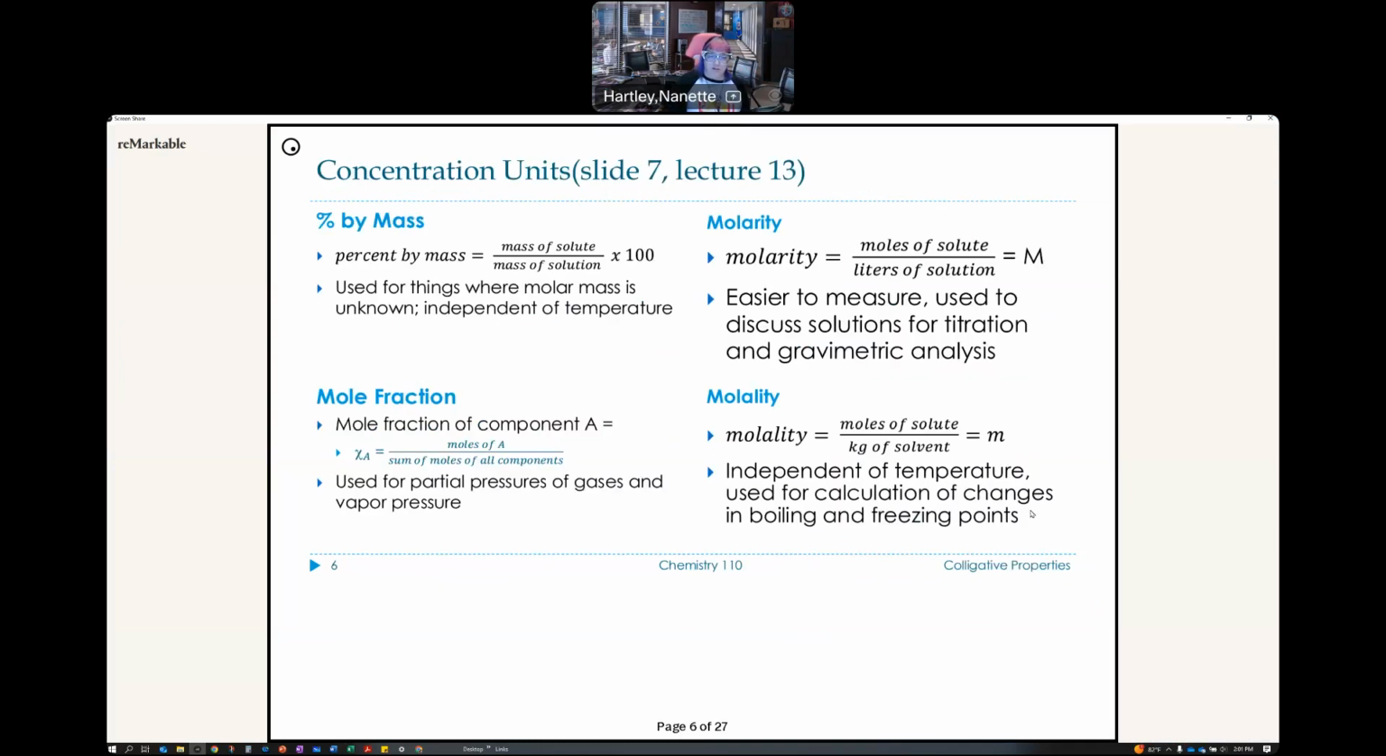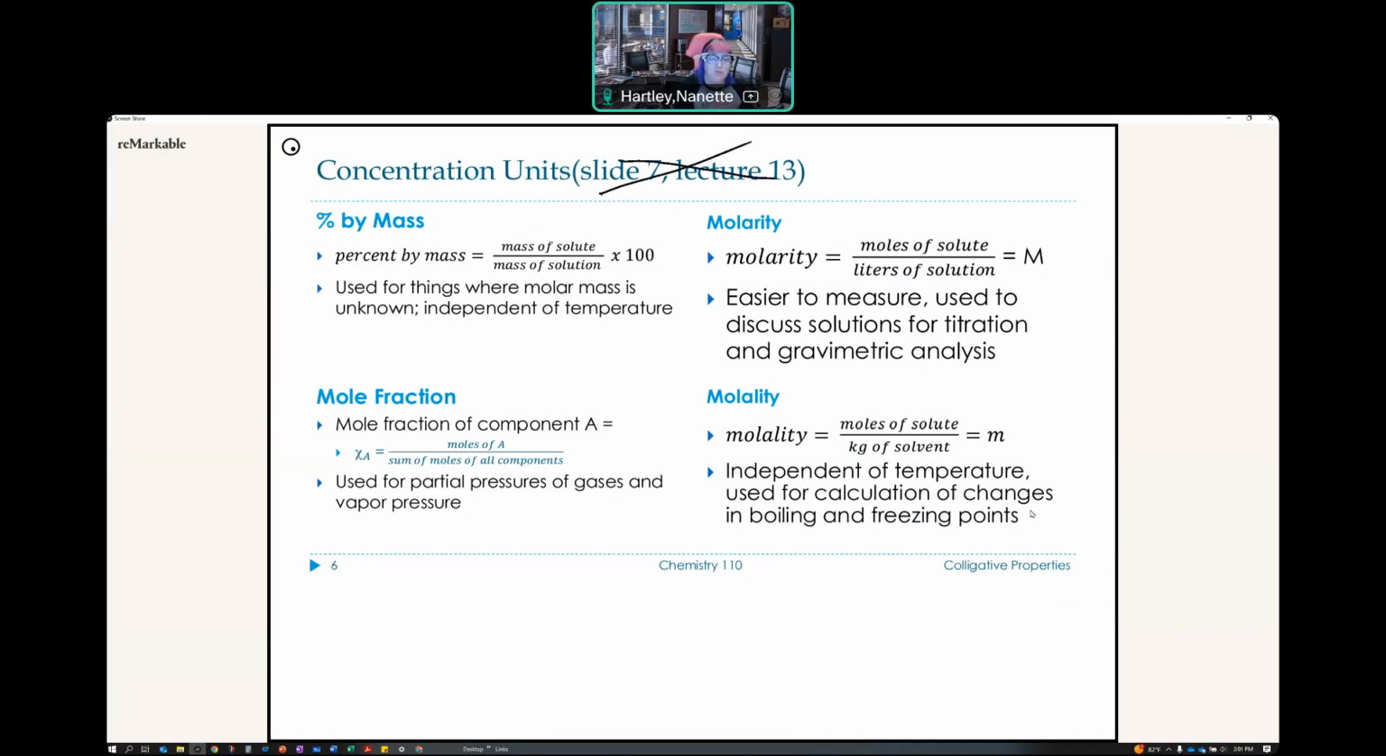Now, other concentration units that we may run into. This used to be the slide where it came from, but that reference is not necessarily valid anymore. I apologize for that. But there are some other units that we do talk about, and percent by mass we've actually already dealt with. So we can calculate the percent by mass by saying the mass of this particular solute over the mass of the solution times 100.